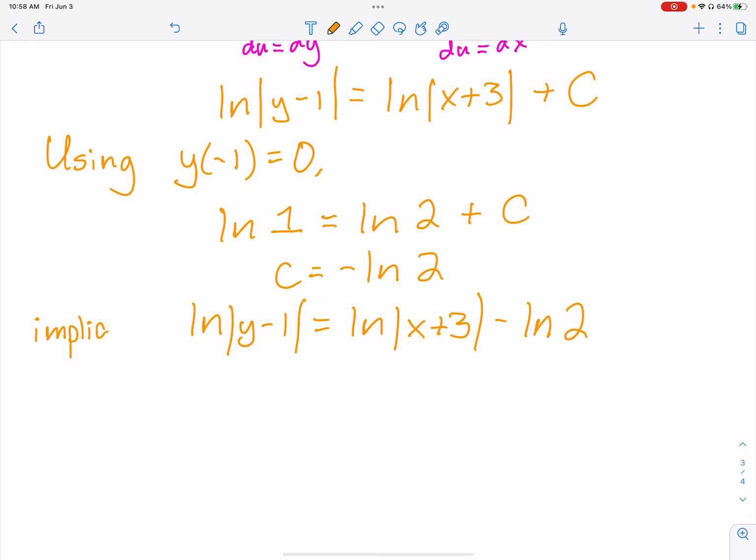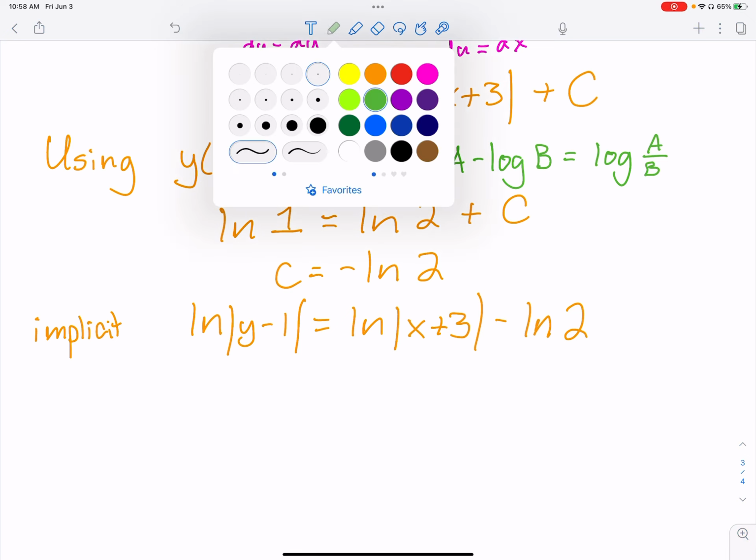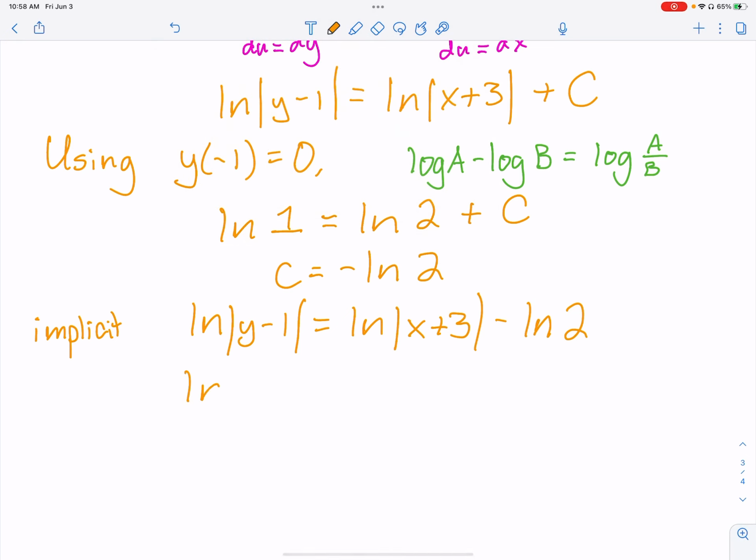That's an implicit solution. We should go to explicit because you can on this one. There's a log rule. I don't know if you guys remember. I hope so. Let me write in a different color up here because it'll stick out. Log of a minus log of b is equal to log of a over b. Same thing with ln. So in this case, I get ln of y minus 1 equals ln of x plus 3 over 2.